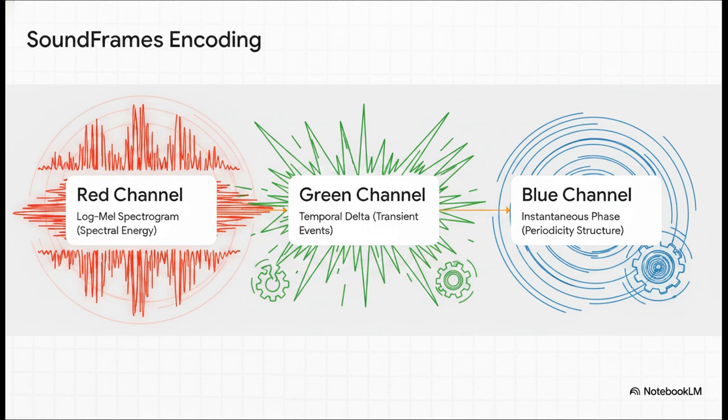The red channel holds the Log-Mel Spectrogram, which captures the raw spectral energy. The green channel holds the temporal delta, capturing transient events. Think of the sharp impulse bursts of a broken gear tooth. And the blue channel captures the instantaneous phase, which tracks the regular periodic rhythm of rotating machinery.